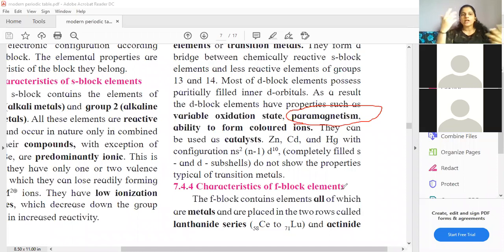Students, you will come across these concepts in chemistry and I think in physics as well. Diamagnetism, paramagnetism, and ferromagnetism. In simple words, remember, a diamagnetic material repels the external magnetic field, a paramagnetic material is weakly attracted by the external magnetic field, and a ferromagnetic material is strongly attracted by the external magnetic field. Our D block elements show paramagnetism.